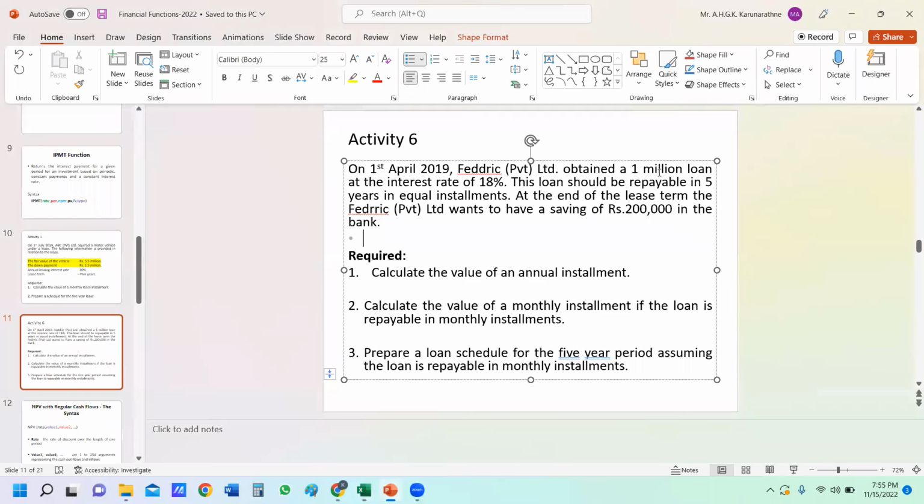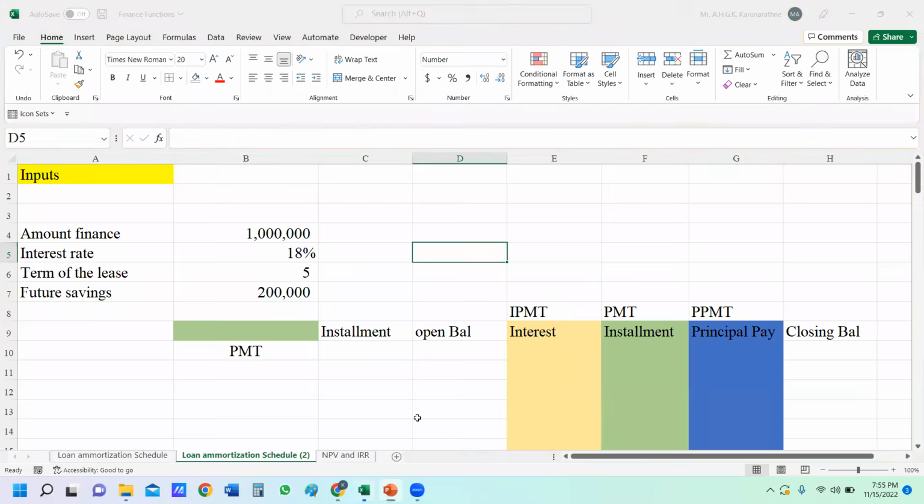Check whether this information is correct again. 1 million loan, 18% rate, 5 years term, 200,000 savings, and required to calculate the annual loan installment. Okay, we'll compute the annual loan installment. We'll compute the PMT here, or else you can compute the PMT directly here and copy it to the rest. But I prefer to compute it here separately.